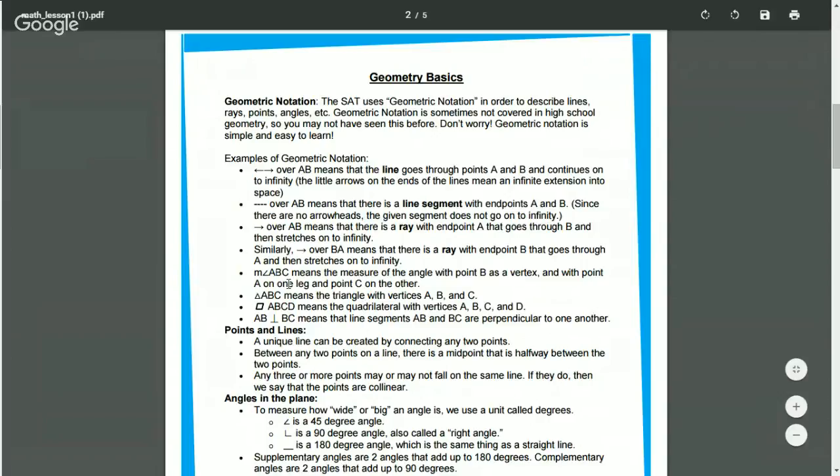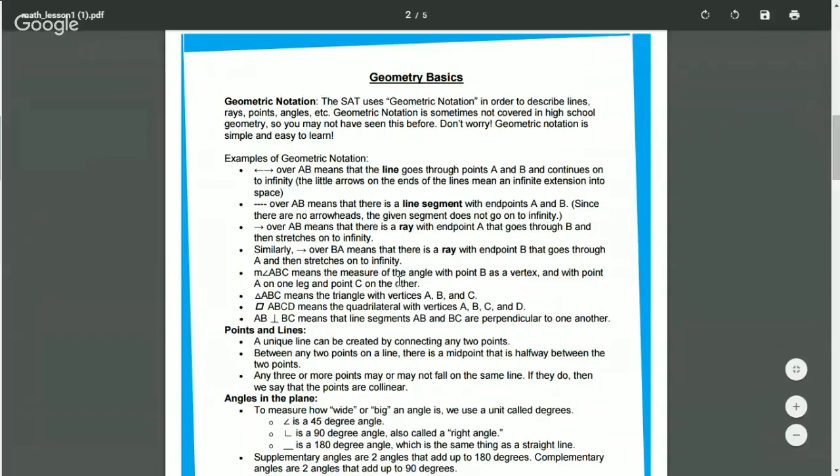So triangle ABC means the triangle with vertices at A, B, and C. And if there's another shape, like a quadrilateral ABCD, it means a quadrilateral with vertices at A, B, C, and D. Now AB with an upside-down T, BC, means that these two line segments are perpendicular to one another. So it means they create two 90-degree angles.